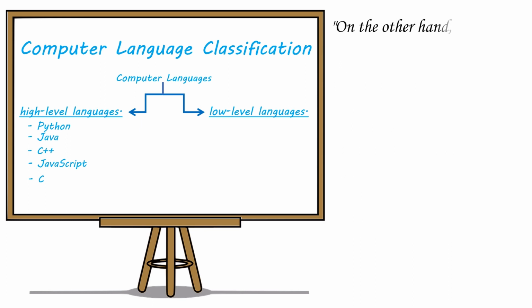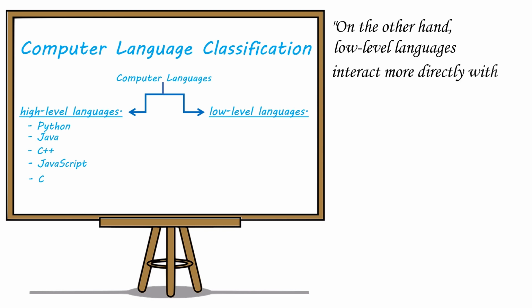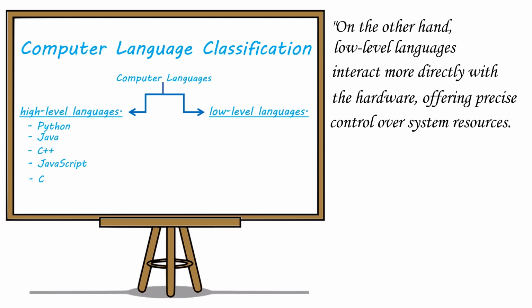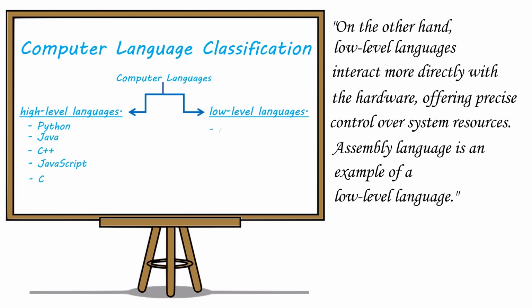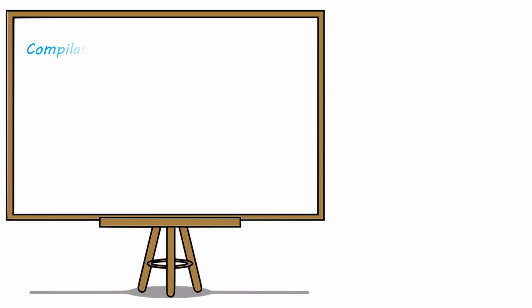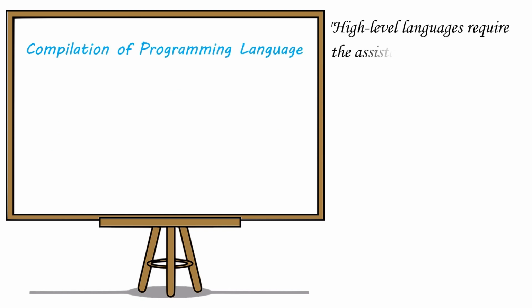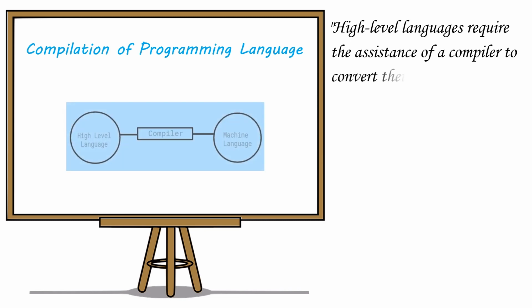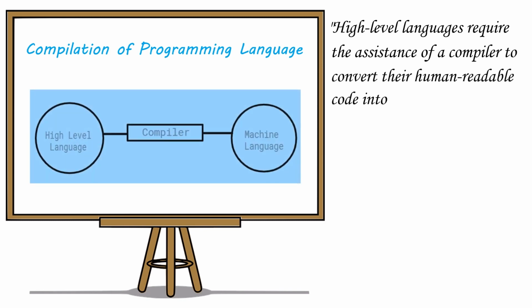On the other hand, low-level languages interact more directly with the hardware, offering precise control over system resources. Assembly language is an example of a low-level language. High-level languages require the assistance of a compiler to convert their human-readable code into machine-understandable binary code.